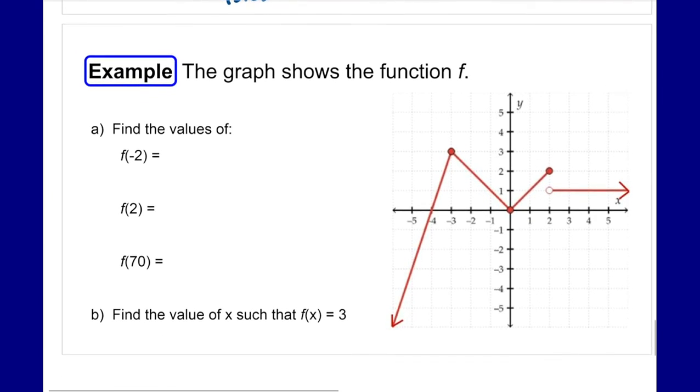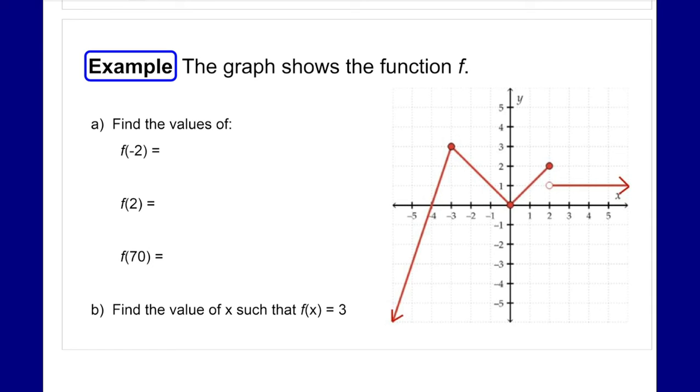So we've looked at some word problems, we've looked at some actual equations. Let's look at a graph. So this graph shows the function f. And we want to find the values when f at -2, f at 2, f at 70 for this function. Well, how does it work when we have a graph? Remember, f at x is basically the same as y. So this is basically saying at a given x value, what is the y value?